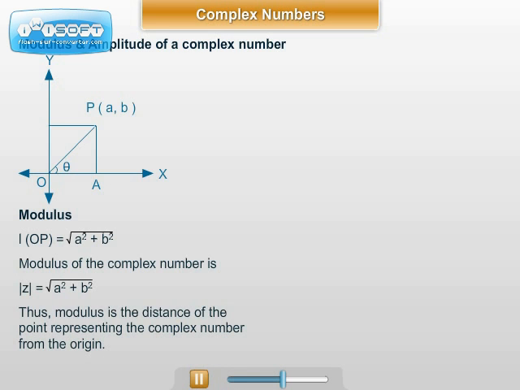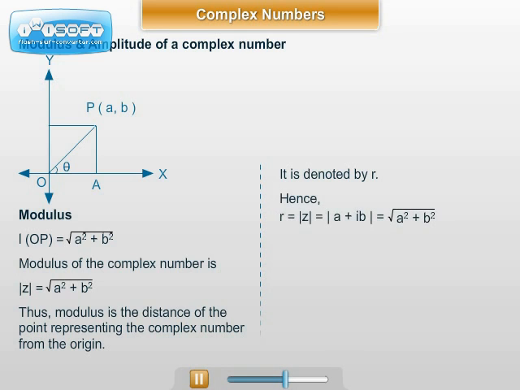Thus, modulus is nothing but distance of the point representing the complex number from the origin. It is denoted by r. Therefore, r = |z| = |a + ib| = √(a² + b²). For example, if z = 2 + 3i, then modulus of z = √(2² + 3²), that is √13.